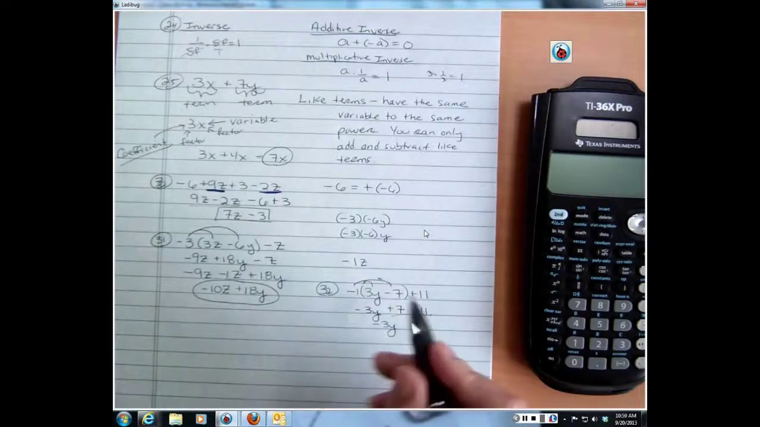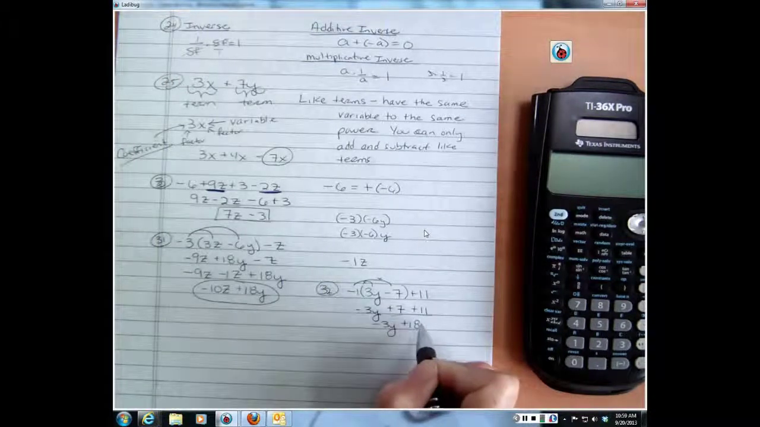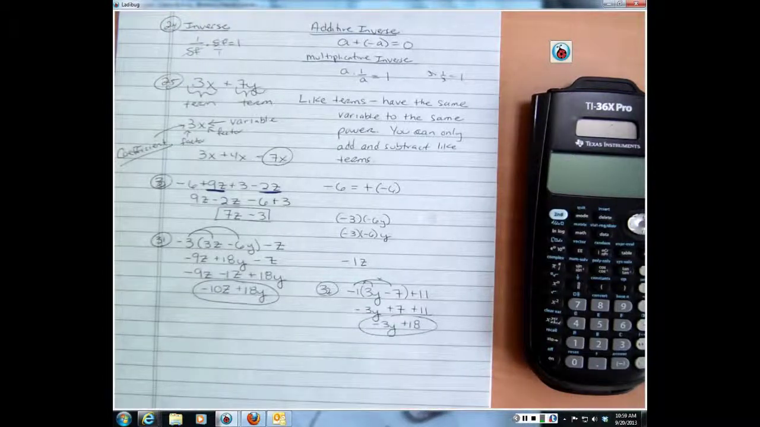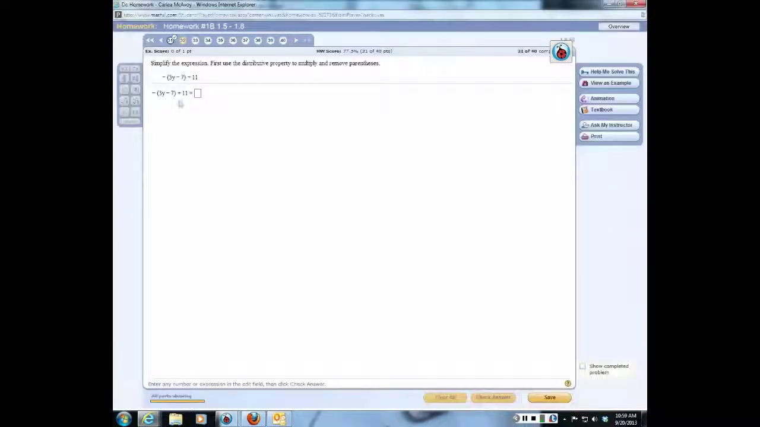So I've got a total of 18 positives. Don't forget your basic math skills when you get into this, because sometimes people will say negative 4 or something. All positives, you've been doing that for a long time. Okay, negative 3y plus 18.